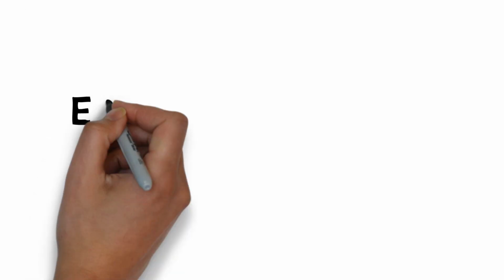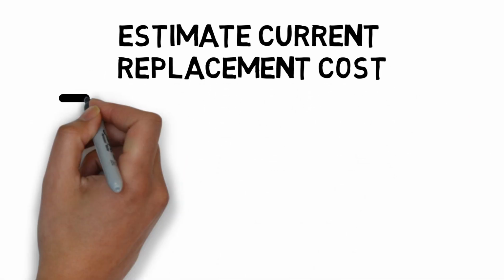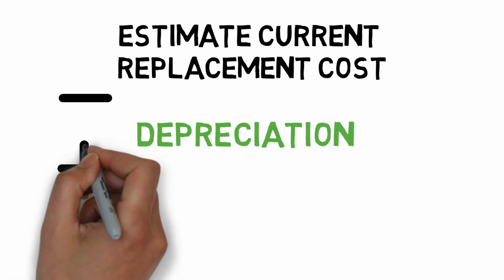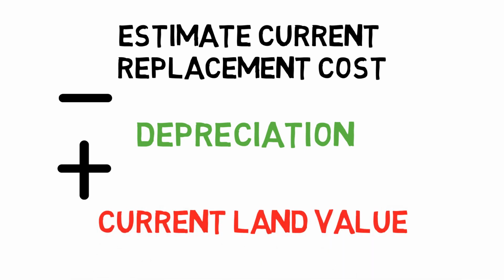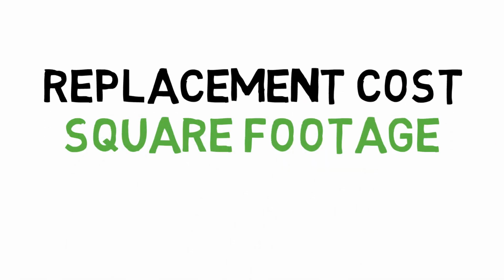Step 1, we have to estimate the current replacement cost of the property. Step 2, we then subtract for depreciation based on how old the property is. And step 3, we finally add the current land value because recall land never depreciates simply due to passage of time. In step 1 with the replacement cost, we typically use the square footage.